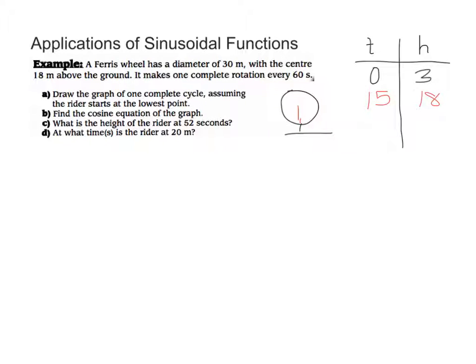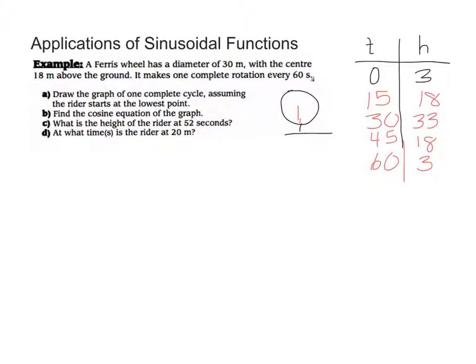And then the next one, we'll look at the very top. That would take 30 seconds. And what's the height then? 33, because it's 30, the diameter of the Ferris wheel, plus those 3 meters at the bottom, where they climbed up to get onto it. So then we can continue this and probably look at 45 seconds and 60 seconds. What would the height be at 45 seconds? Back down to 18, and then at 60, back down to 3. And that's one complete cycle, because they start out at 3, all the way up to the top of the Ferris wheel, back down to 3.